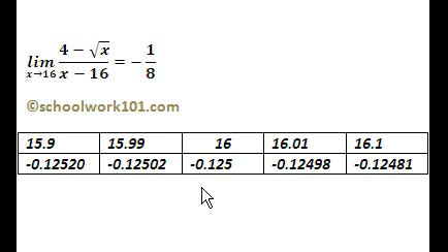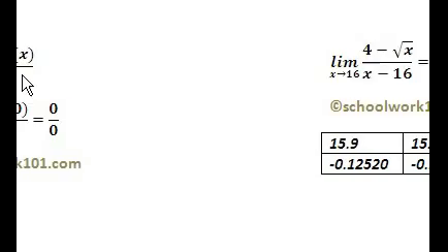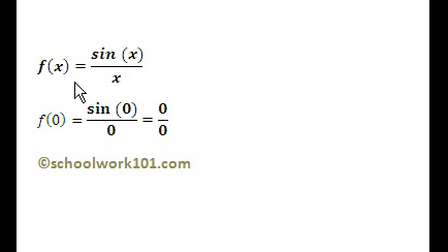Okay, so that's the difference between evaluating the limit and evaluating the function at the point. We are solving limits numerically. We've got the function f of x equals sine x over x. If we evaluate this function at 0, you can see here that we get 0 over 0.